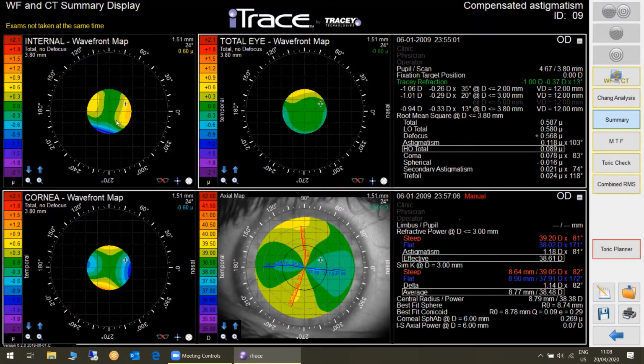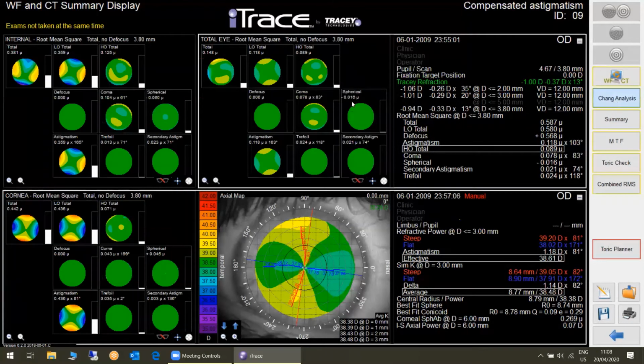Now, I can take this image and pull this apart. So this is the same image where we have the lower order with sphere and cylinder. We have the higher order with coma, spherical, trefoil, and secondary astigmatism. And you see here, he has negative spherical aberration, which comes from the lens.